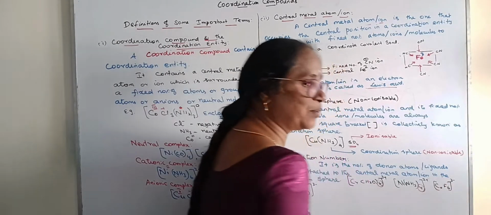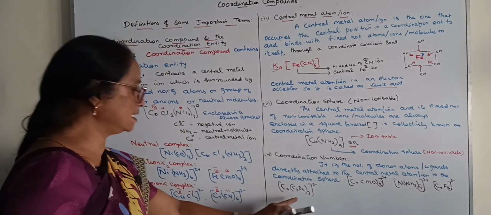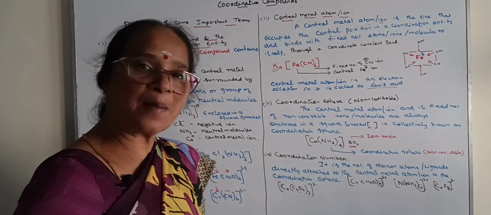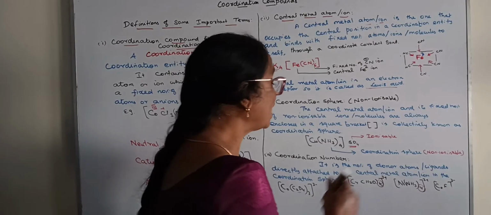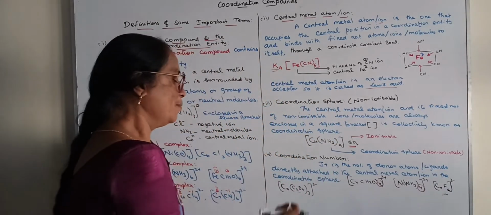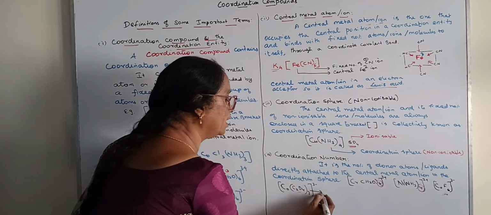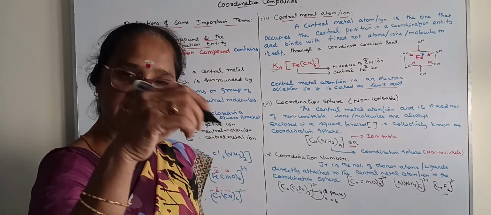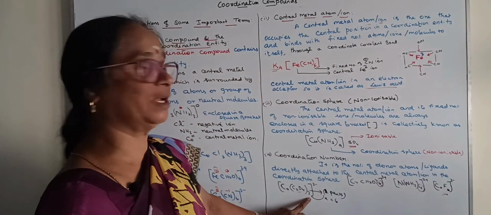Similarly in [CoF6]3-, once again the coordination number is 6 for cobalt, and in trioxalatocobaltate(3-), this oxalate ion is capable of donating 2 pairs of electrons. Here the others are able to donate only one single pair of electrons. That's why we said 4 or 6. But in this case the donor group is present 3 times, and each group is capable of donating 2 pairs of electrons. So we have to multiply 3 by 2, which equals 6. Therefore, once again the coordination number of cobalt is 6, not 3.